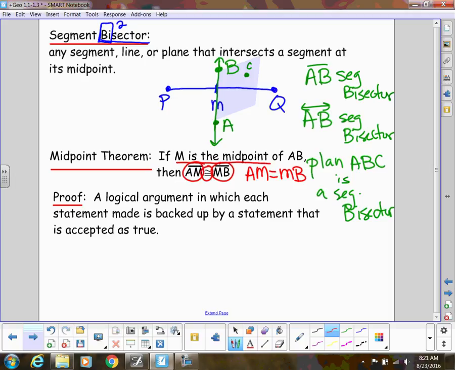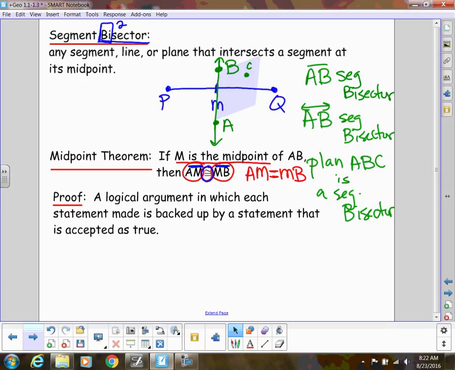Okay, so congruent and equal, the only difference between them is equal is talking about numbers. So you see how AM has no bar over it and MB has no bar over it. But over here in that theorem, AM has a bar over it and MB has a bar over it. So I'm talking about the segments themselves. And so when I'm talking about objects in geometry, I use that congruent symbol. That means same size and shape.